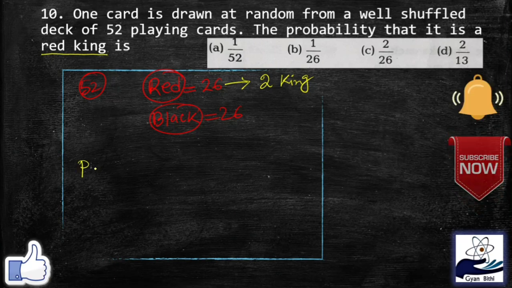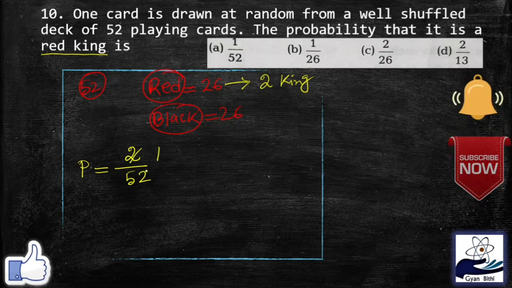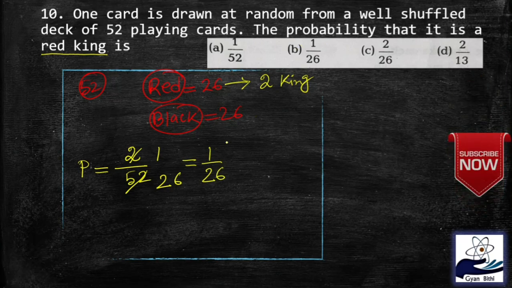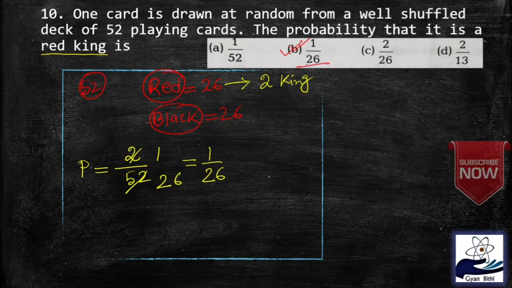So what is the probability? Suppose it is P, so out of 52 this should be 2 only, red king. So 2 ones are 2, 26 twos are 52, meaning 1 by 26. This will be your correct answer, option B. This is the correct answer.